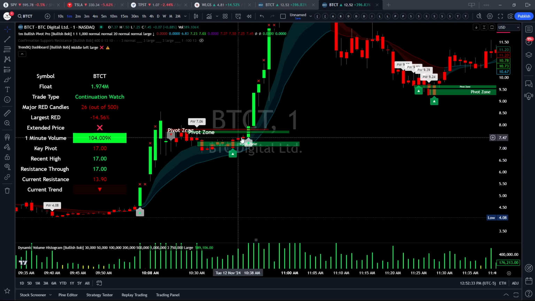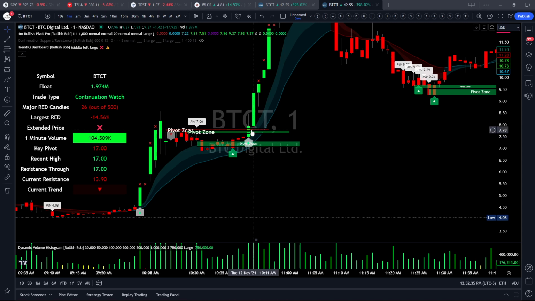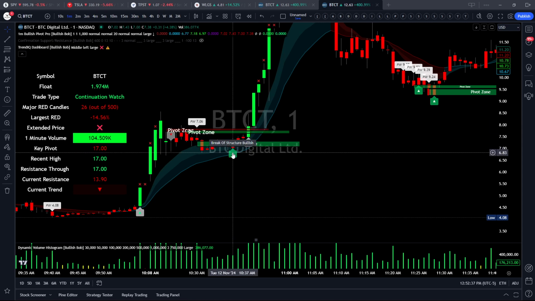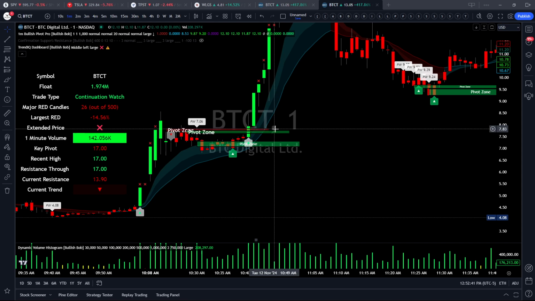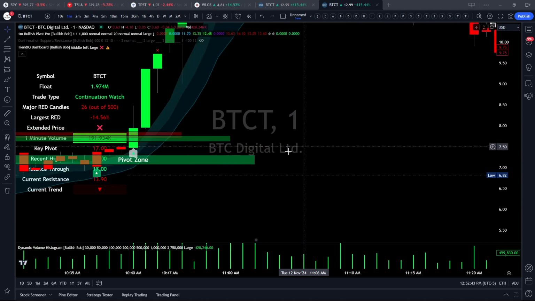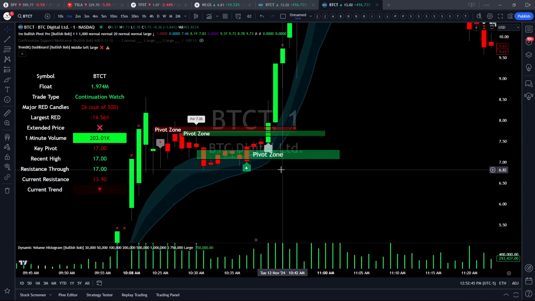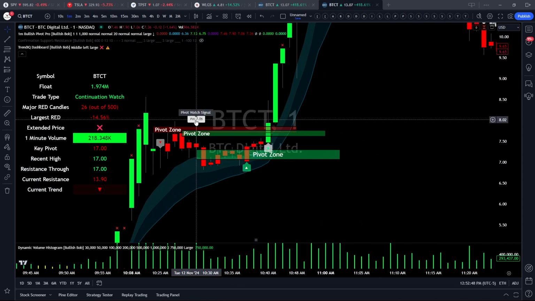And then if we can close above, which you have these green candles here showing us we are now closing above, here's a break of structure. That's a bullish signal, followed by the bullish signal detected. And guys, this is actually quickly becoming one of my favorite setups right here. I'll tell you, this is a pullback, a pivot watch signal.